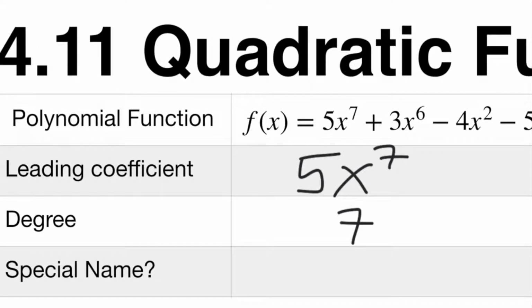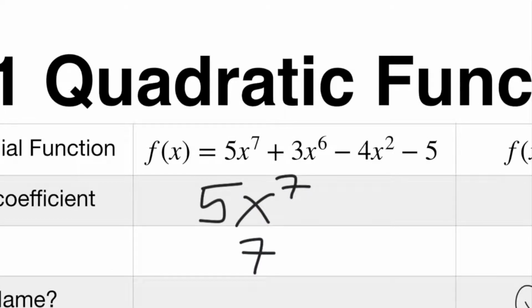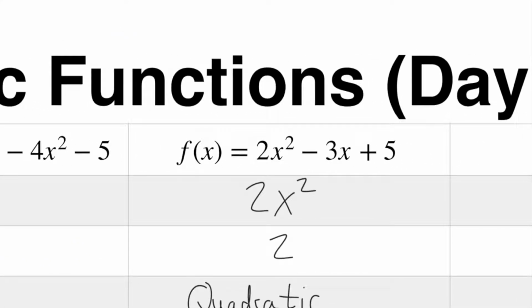So here's what a leading coefficient is. It's the term that has the highest exponent, and in fact that exponent is the degree of the polynomial function. So the highest exponent here is 7. That's why the degree is 7. The highest degree here is 2, and that's why the leading term is 2x squared.